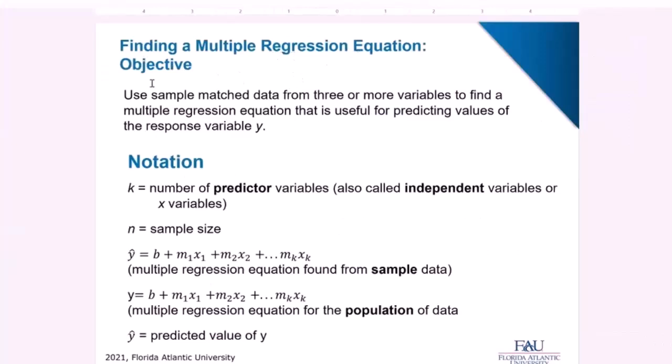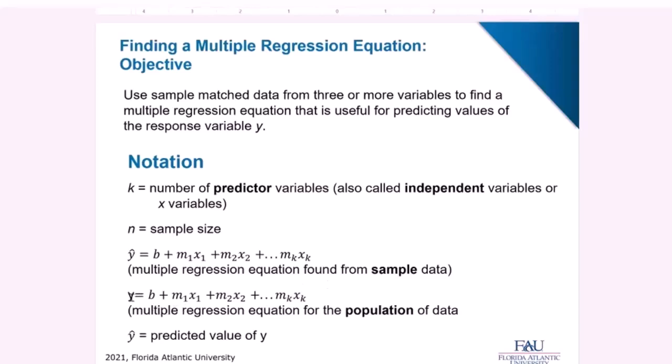Finding a multiple regression equation, our objective: use sample matched data from 3 or more variables to find a multiple regression equation that is useful for predicting values of the response variable Y. Our notation: K is the number of predictor variables, also called independent variables or X variables. N is the sample size. Y hat is a multiple regression equation found from sample data.